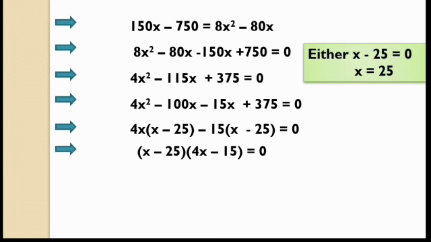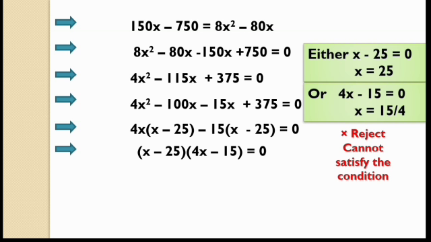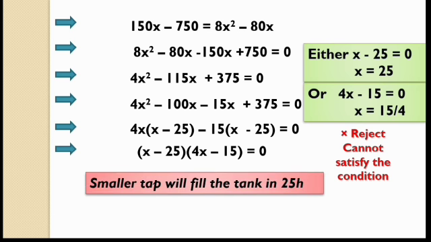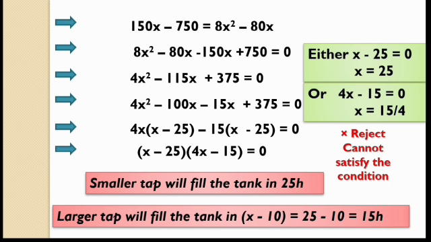So either x minus 25 equals 0, we will get x equal 25, or 4x minus 15 equals 0, we will get x equal 15 by 4. We will reject this solution because this value cannot satisfy the condition. So the smaller tap will fill the tank in 25 hours and the larger tap will fill the tank in x minus 10. It means 25 minus 10, it means 15 hours.